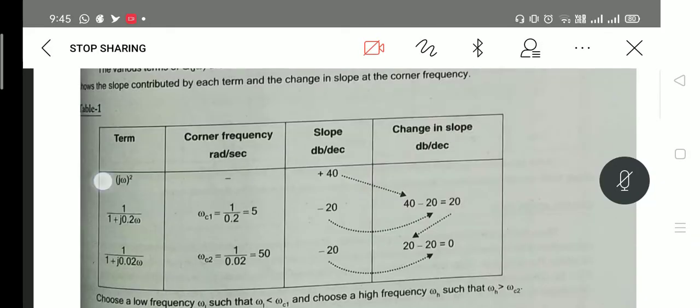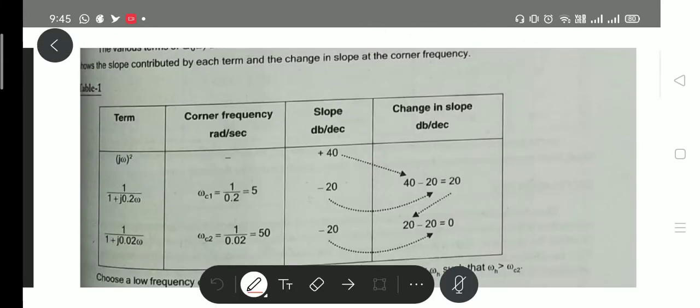This is the S square terminal, so plus 40. This is 1 by S, so minus 20. This is also 1 by S, so minus 20 dB. First you have to take the slopes, 40 dB per decade. Next, these are the changes in slope.